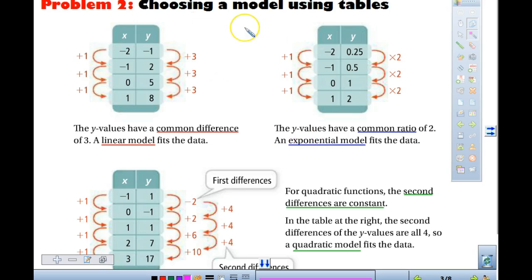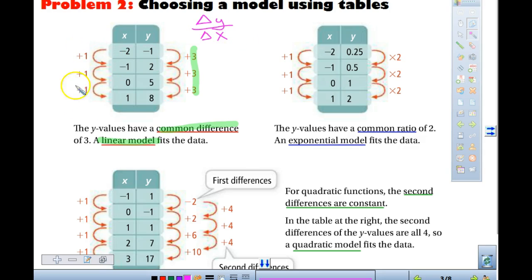So, on the top of the next page of your notes, it says we're choosing a model for our tables. Tanya, would you read what it says below that first table? The y values have a common difference of 3. Linear model fits the data. So, if we are looking at a table, the key thing I want you to always think about in all of our tables is anytime you're trying to choose, we are looking at the change in y, that's that triangle. Delta y means change in y divided by change in x, okay?